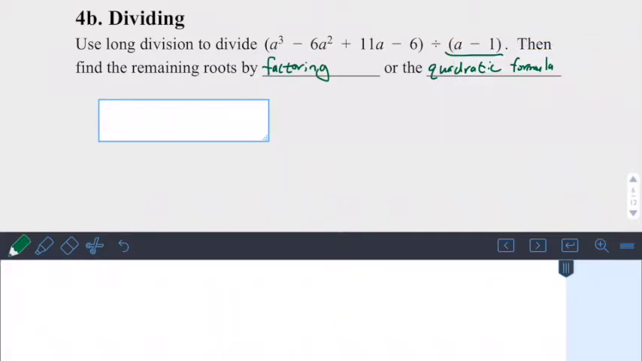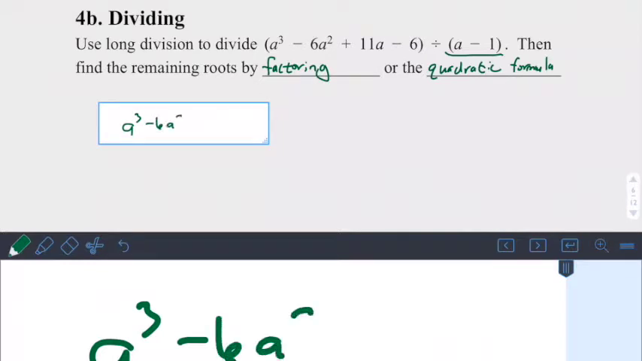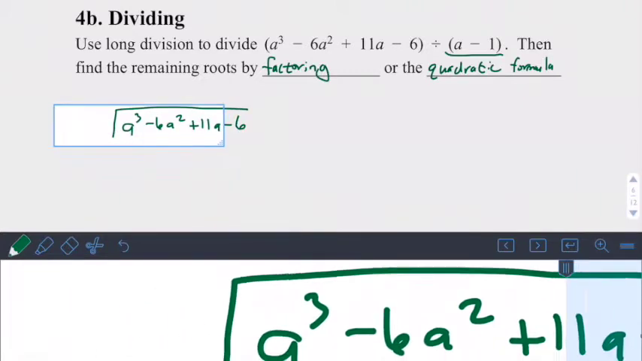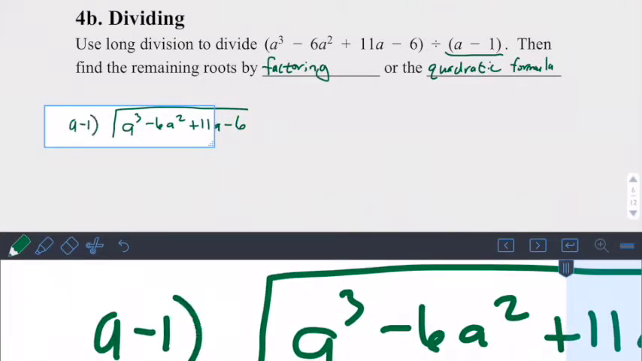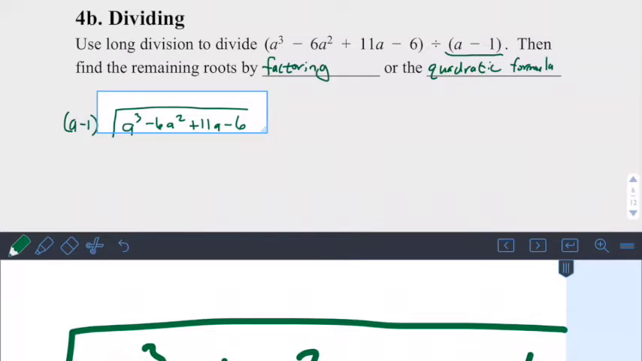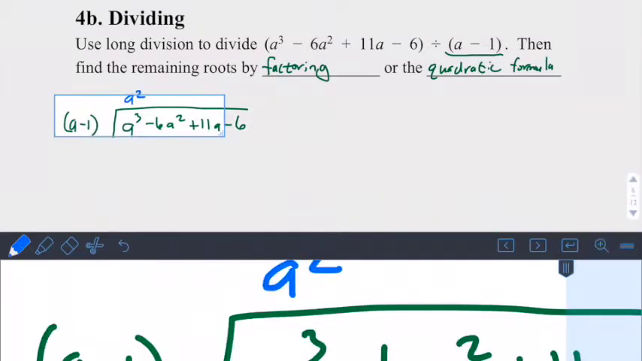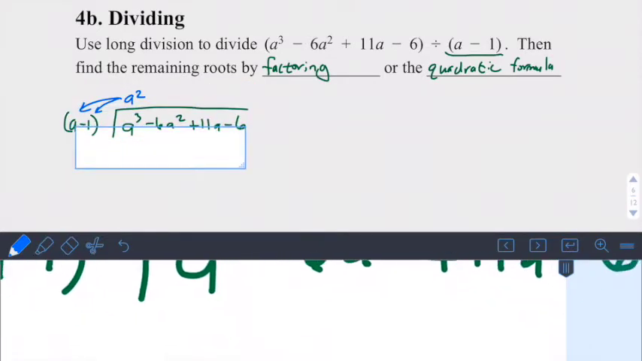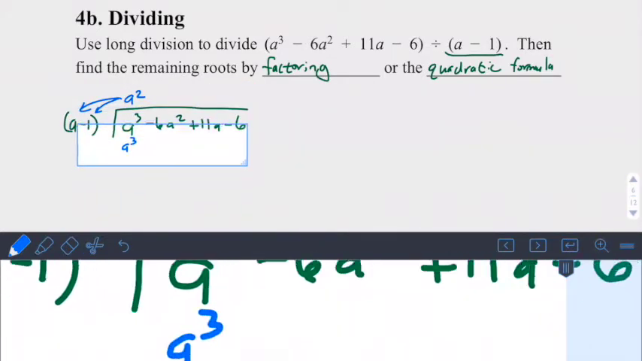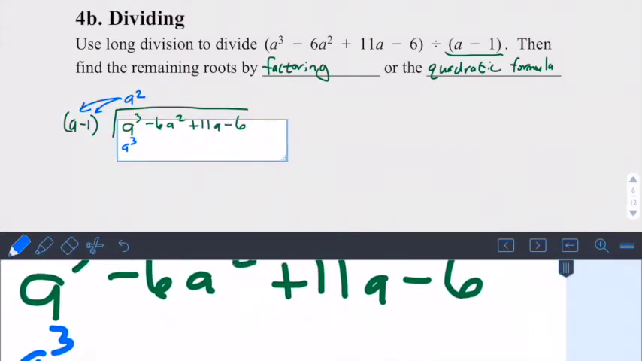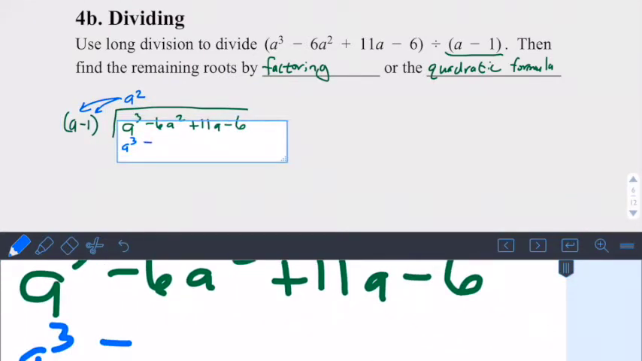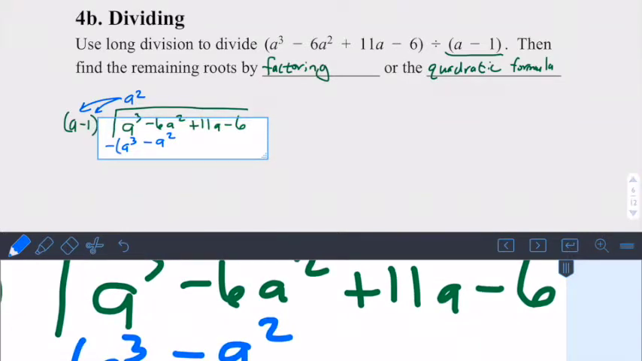So I'm going to start by using that long division. I'm going to put a cubed minus 6a squared plus 11a minus 6 in the division, and we've got a minus 1. So I'm going to multiply by a squared. Remember, I multiply both of these. So a squared times a is a cubed, and a squared times negative 1 is negative 1a squared, and we subtract both of these.